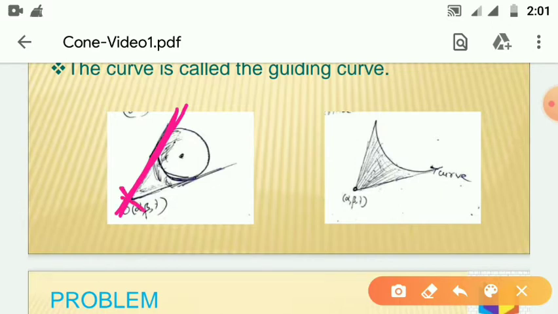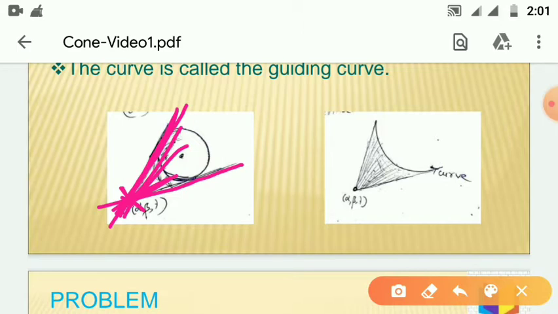A straight line passing through the vertex and generating the cone is called a generator. Here this is the generator. This is also a generator. Similarly, we can draw many generators around the surface of the cone. That means in a cone there are infinitely many generators.